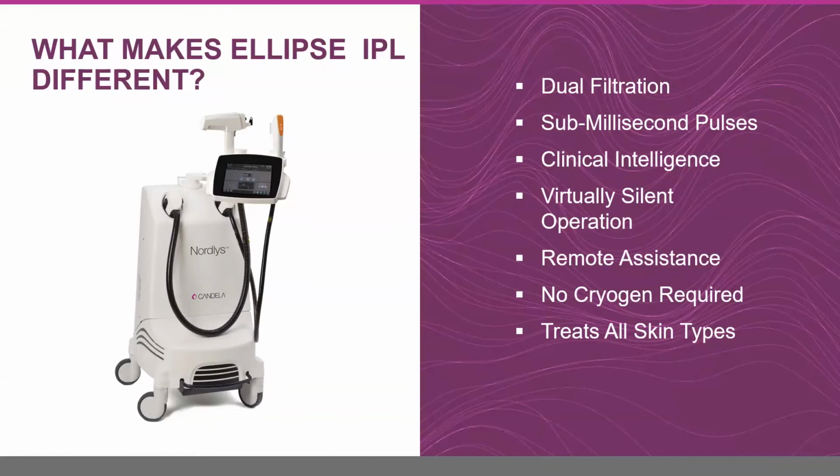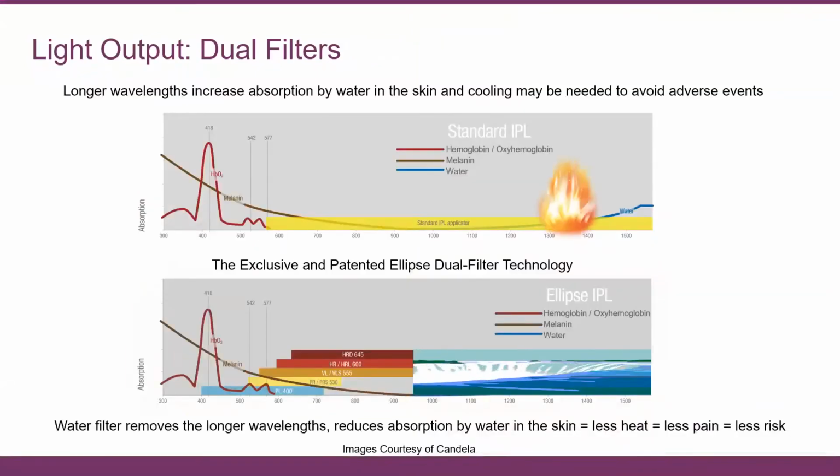The machine is very easy to use, has a built-in database. It gives you all of the treatment options depending on which handpiece you have connected. You select what your treatment is, having already selected the patient and the skin type, etc., and the machine will give you the starting parameters. It's very quiet. It can be hooked up to your Wi-Fi, so you have remote assistance. We don't need any cryogen cooling, and depending on the handpiece, we can treat all skin types. So it's a very versatile system. So we'll look into this in a bit more depth.